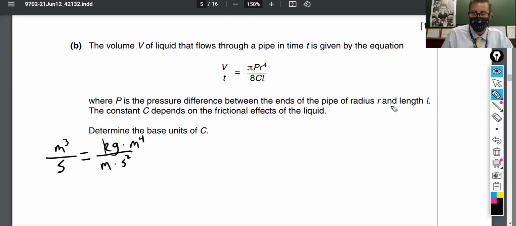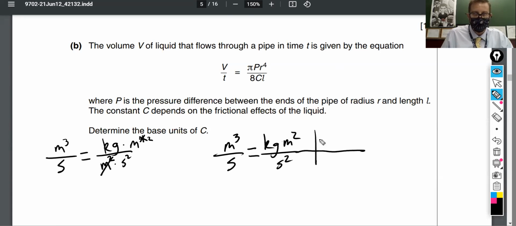L is the length of the pipe, so that's also going to be a linear dimension, measured in meters. There's already a meter down there from pressure. This length is going to contribute another meter there. And so right away, I can see that those 2 meters will cancel 2 of these. I can rewrite this as meters cubed per second equals kilogram meters squared per second squared.